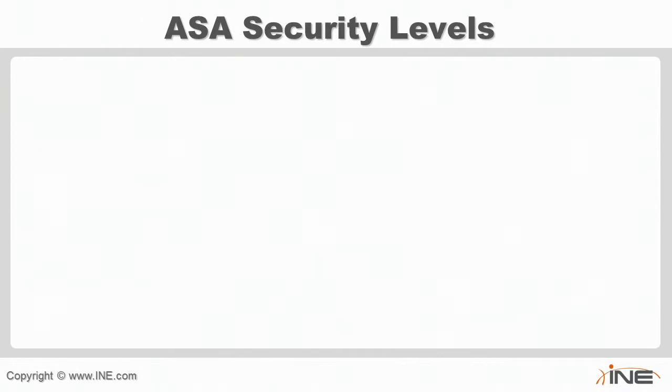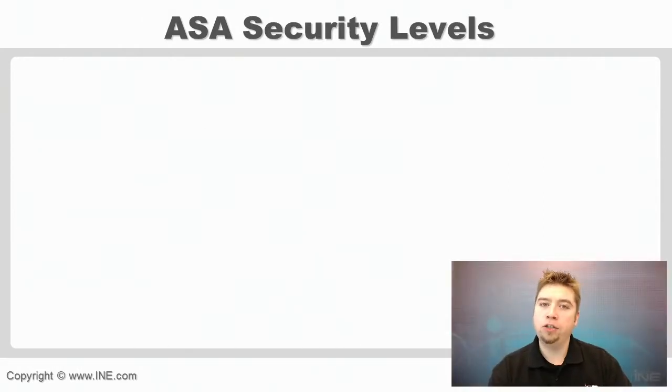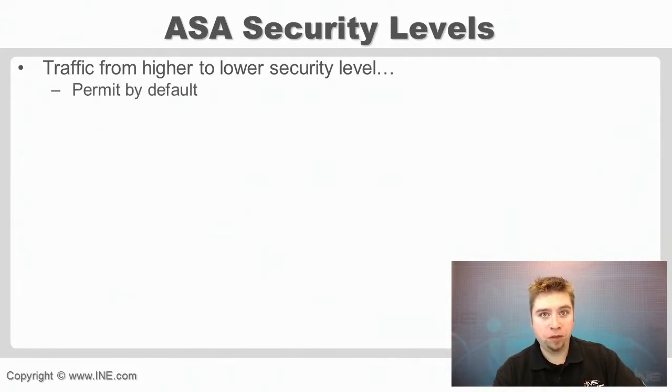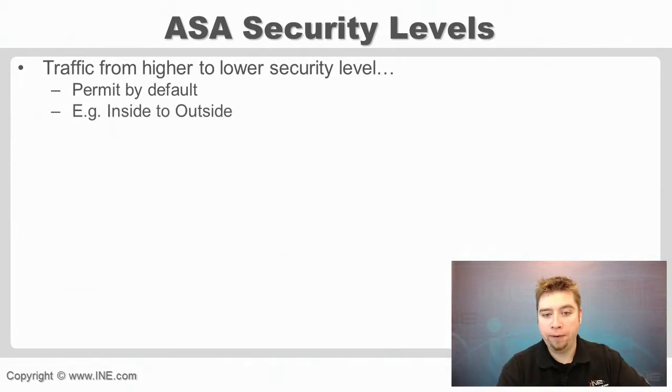Now the basic logic of this is going to be similar to the inside zone, outside zone that we were talking about in the IOS zone-based policy firewall, where the traffic from the higher security level, which is the trusted interface, is going to leave out the interface with the lower security level, and we are going to allow that traffic. So for example, traffic going from the inside network to the outside network, that's going to be allowed.